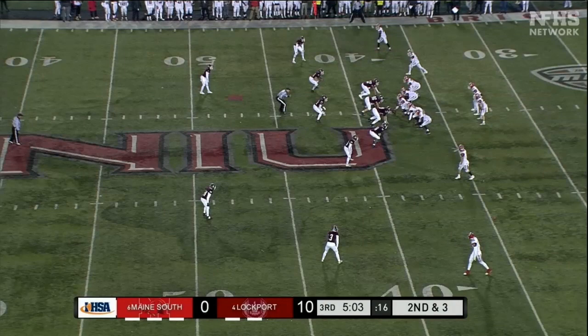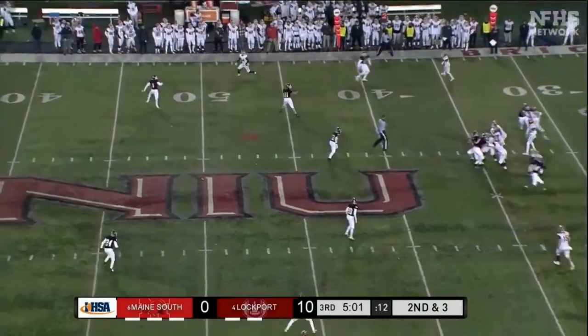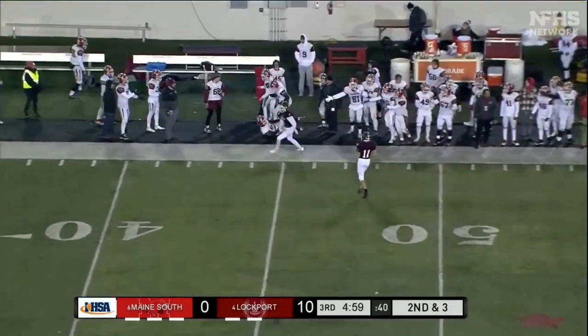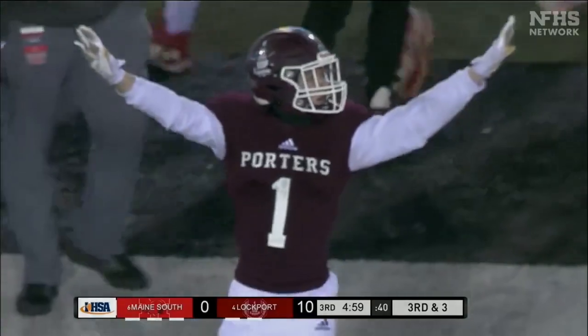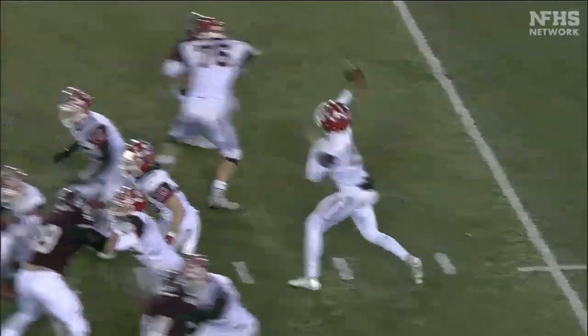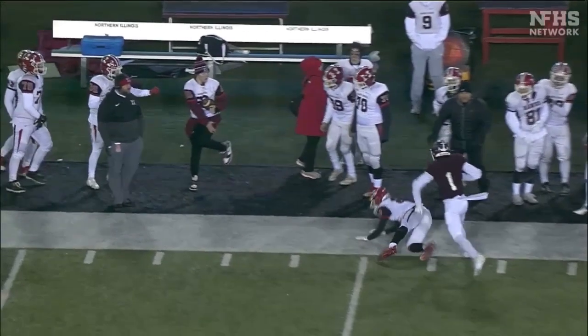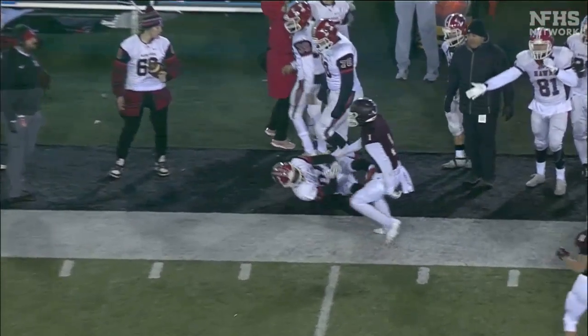This play shows contact against a defenseless player. The pass was clearly incomplete, and number 84 didn't have a chance to defend himself. Number 1 can certainly make contact with number 84 if the contact is legal, but here the contact is unnecessary and excessive. This is a 15-yard personal foul against the defense.